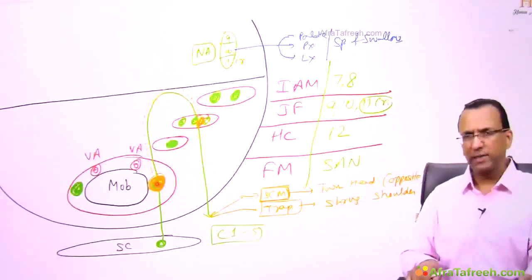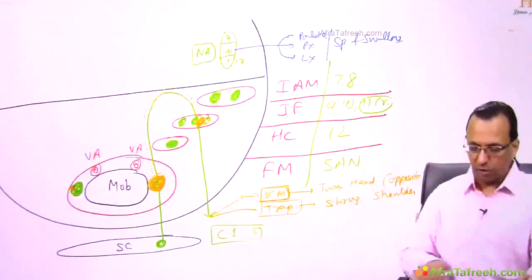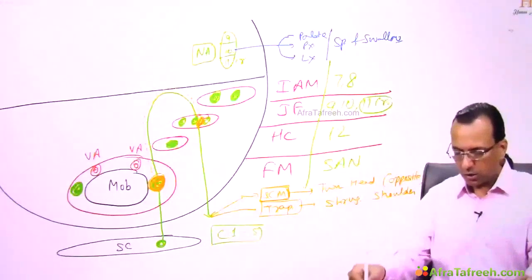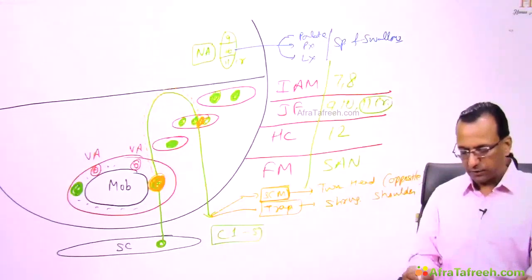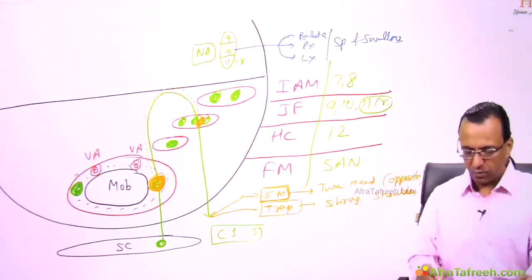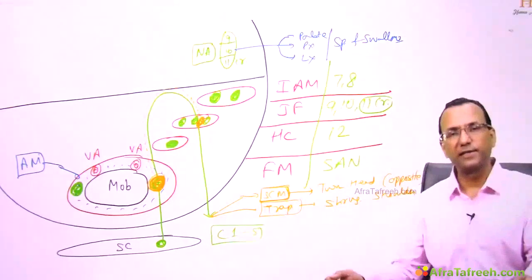Do you know one thing? What? They're all surrounded by CSF. Why? They're all surrounded by CSF because of this membrane. What membrane? The arachnoid mater. Oh, they're all in the subarachnoid space. Yes, they are.